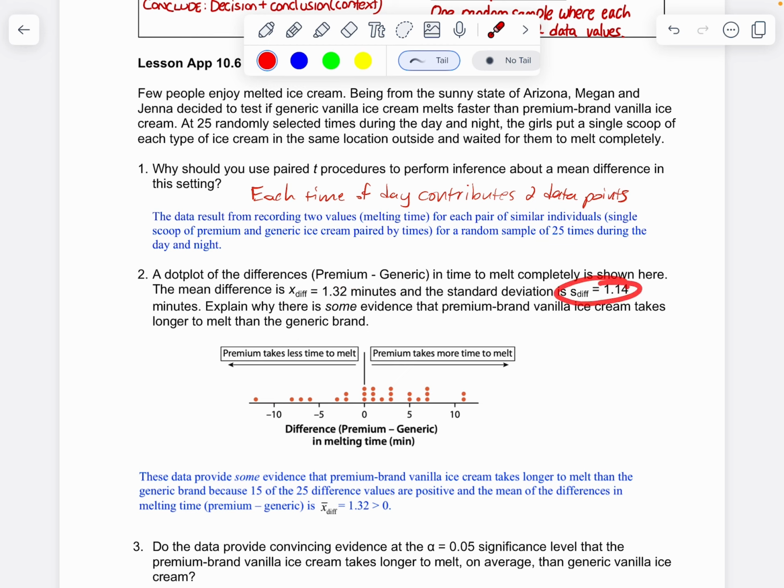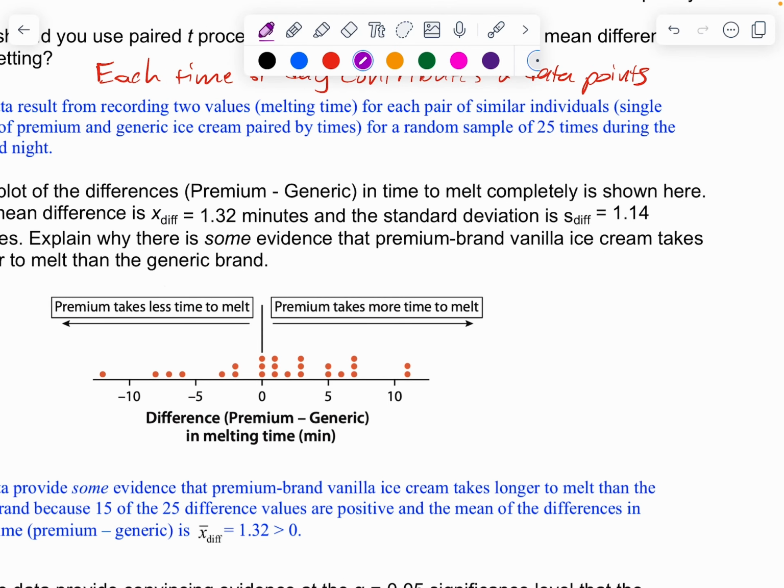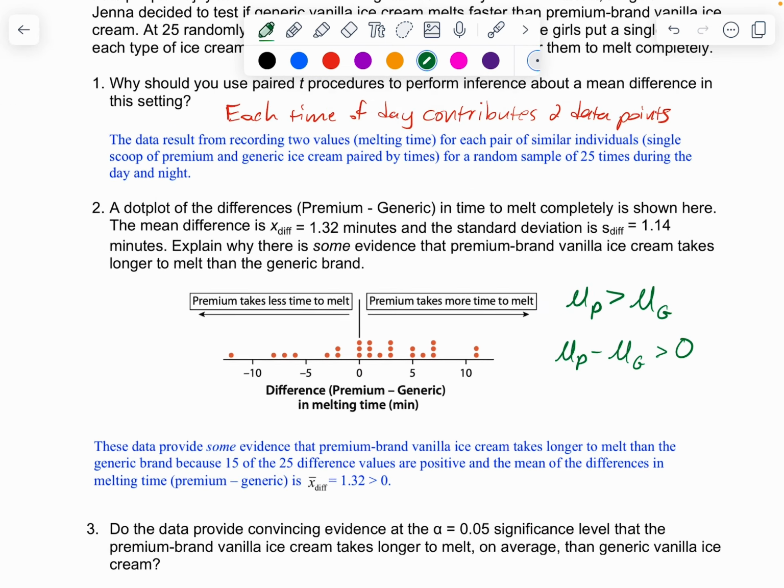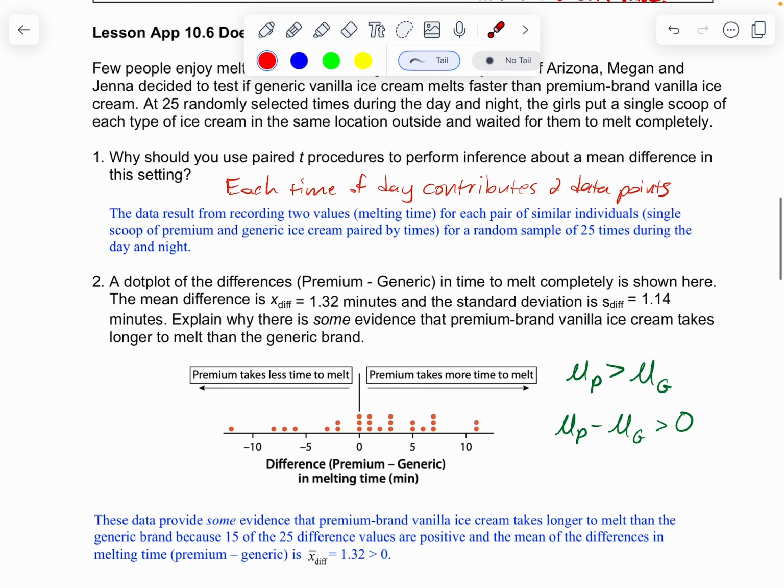The standard deviation is that. Explain why there is some evidence that premium brand ice cream takes longer to melt, okay? So premium brand, think mu premium, it takes longer than mu generic, right? That's what that means. Premium takes longer. So if you did premium minus generic, you would get a number above 0. So what is the evidence that supports this?